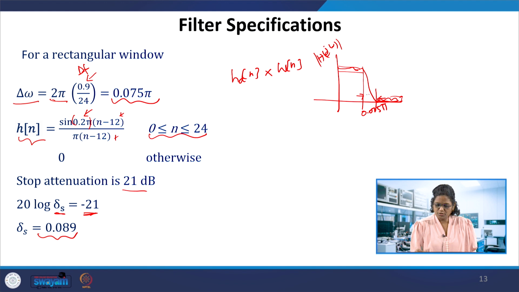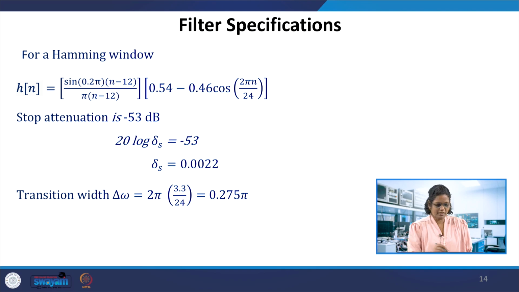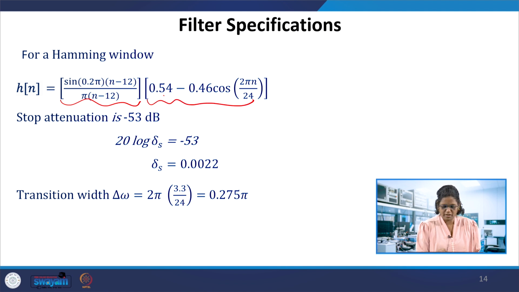To reduce this, can we go for some other window function, or increase the number of samples in the window? Increasing the number of samples in the window function can reduce this width, but let us see what happens if we choose some other window function, for example the Hamming window. Here h of n is this into the Hamming window function 0.54 minus 0.46 into cos 2 pi n by N.